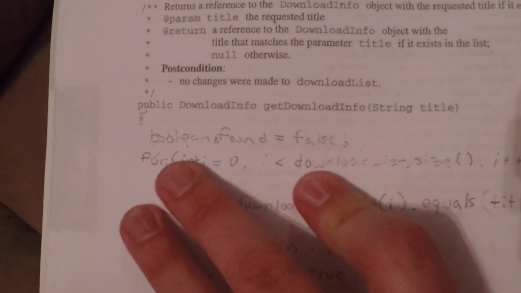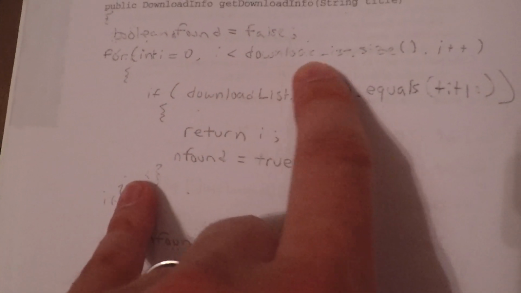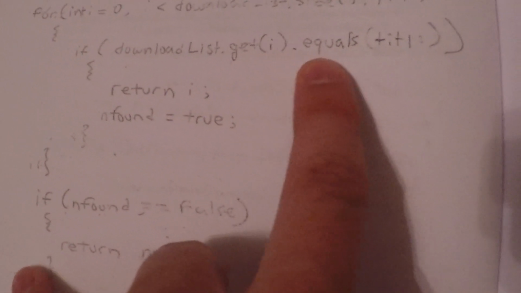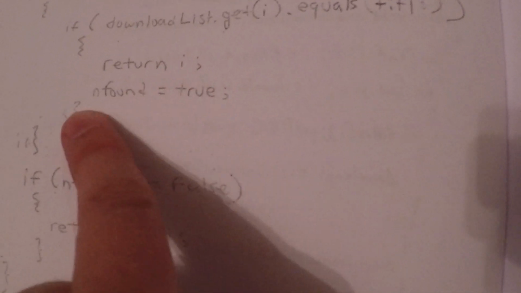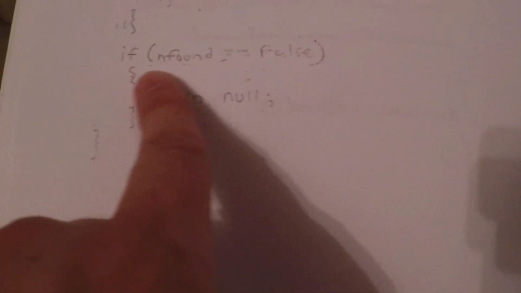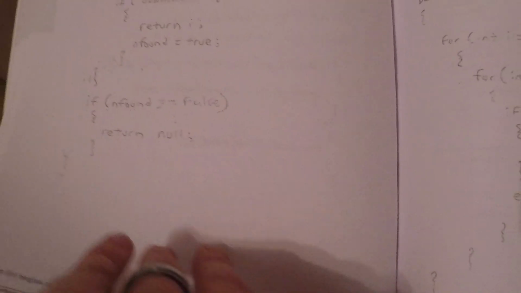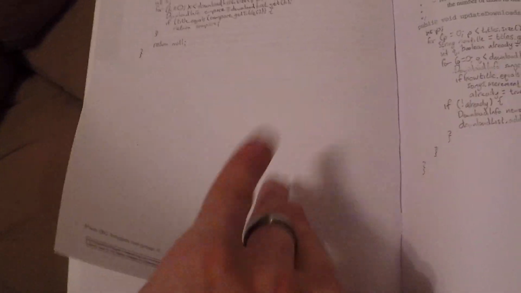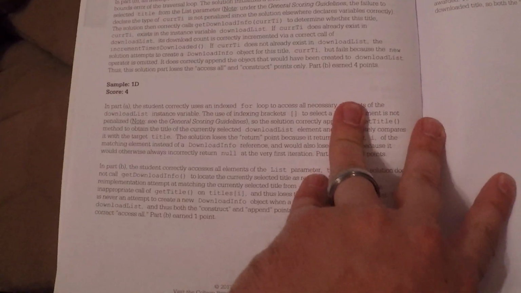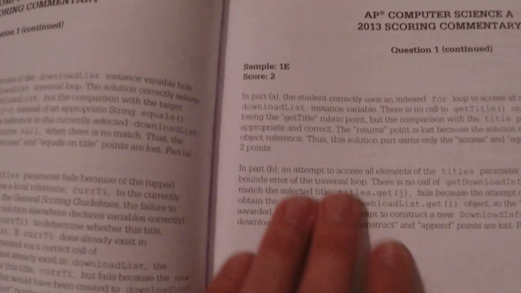And then E, which got 4 of the 8 points, wrote a bunch of stuff. Boolean found equals false. For int i equals 0, i is less than download list size, i++, that's fine. If download list get i equals title, return i, not found equals true. If not found equals false, return null. So the problem with that one, E got 2 points.